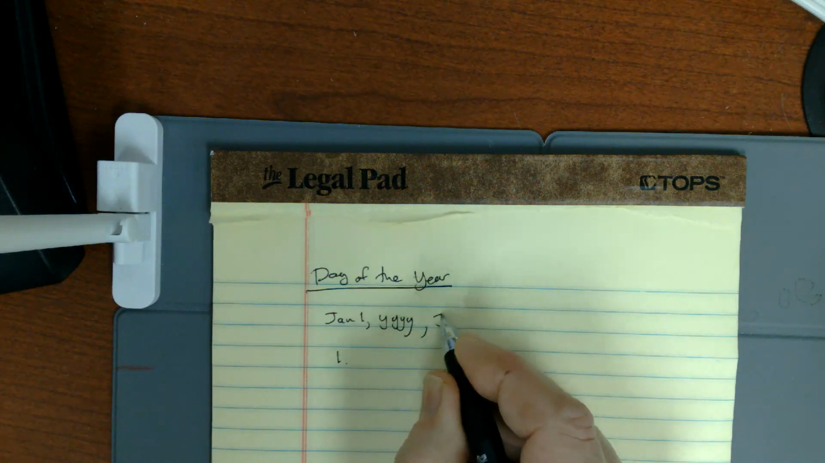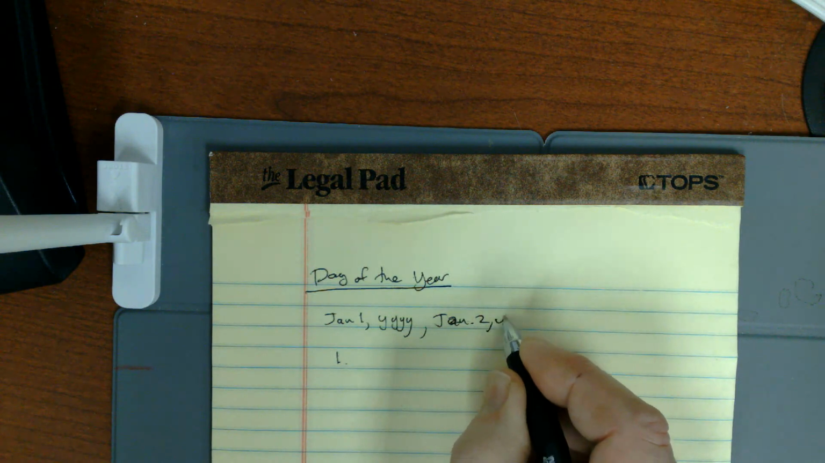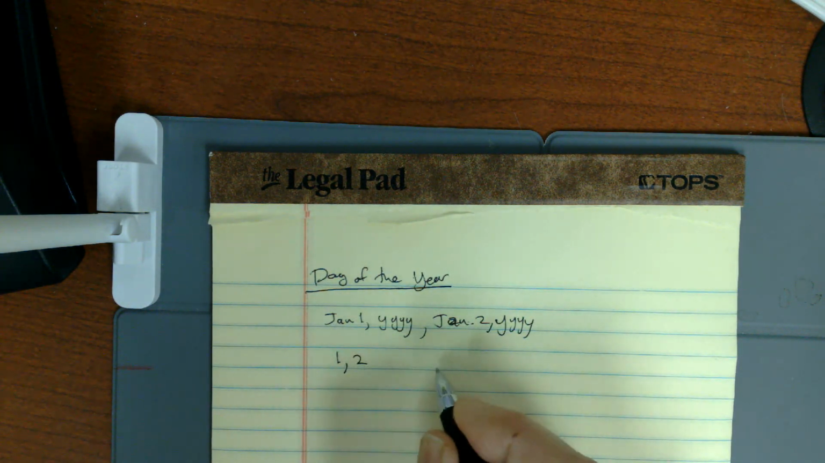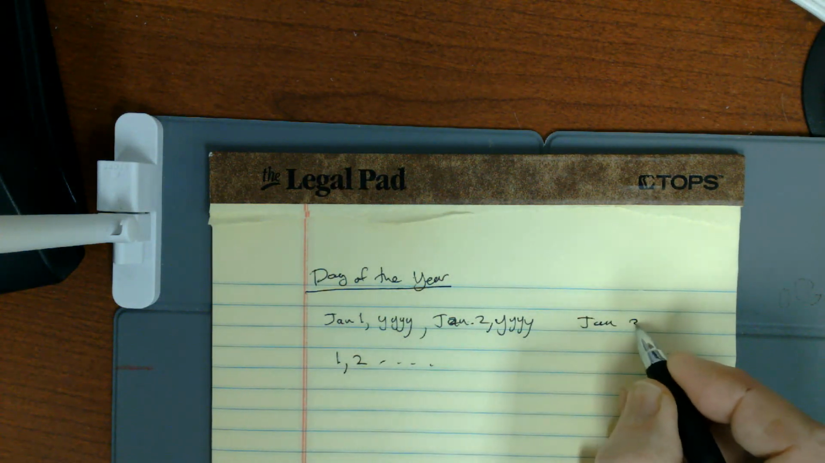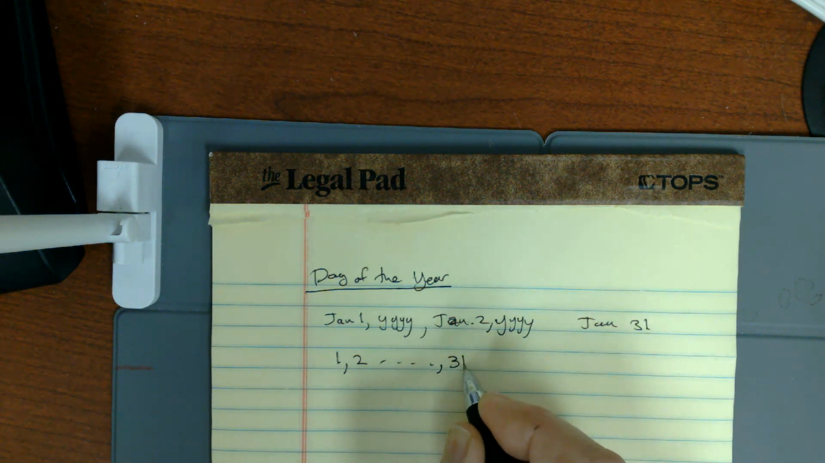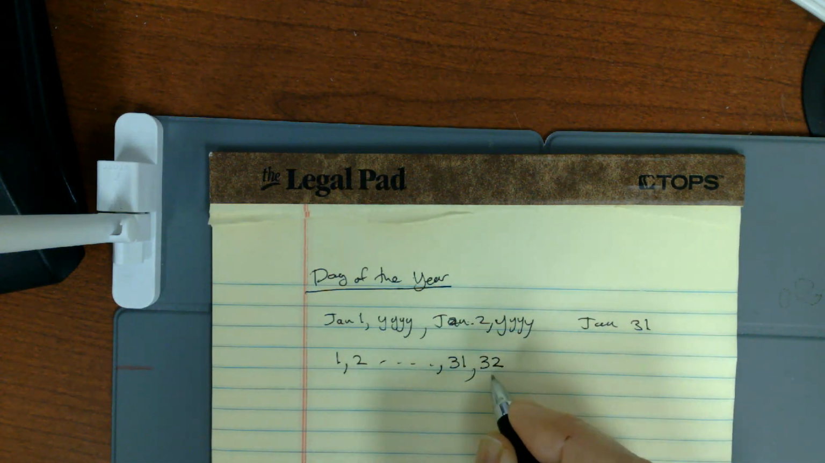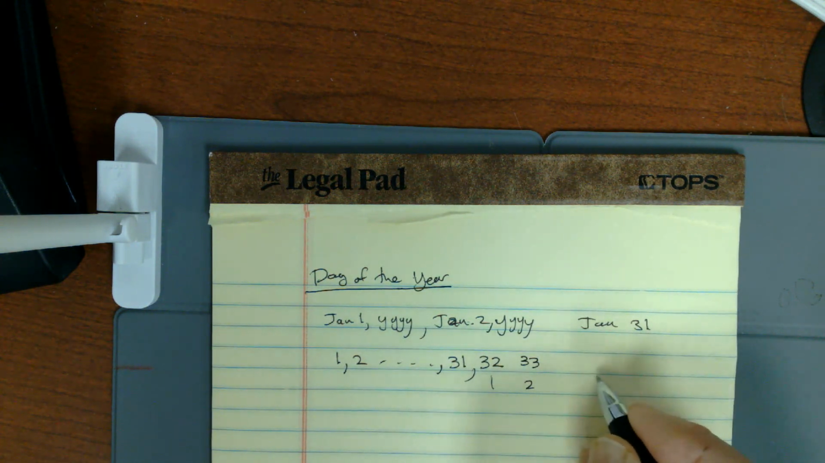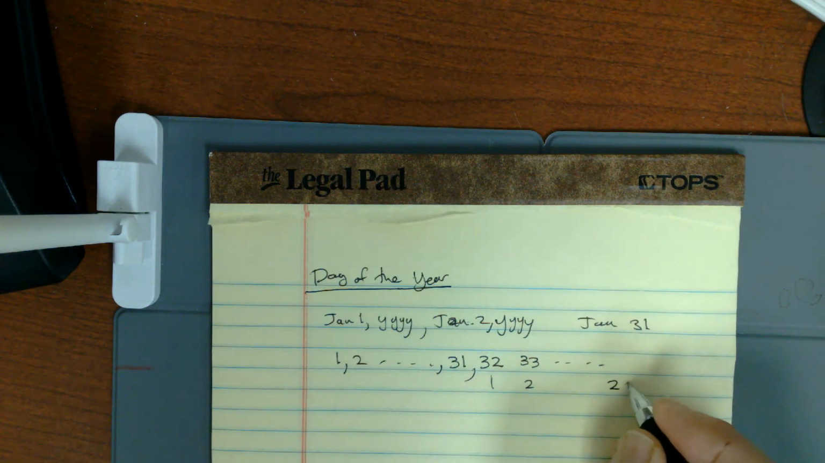January 2nd of that same year is the second day. When you get to January 31st of that year, it's the 31st day of the year. February 1st is the 32nd day of the year. February 2nd is the 33rd. And you go on.